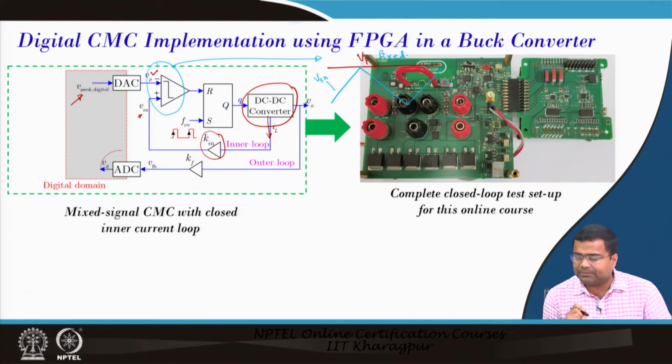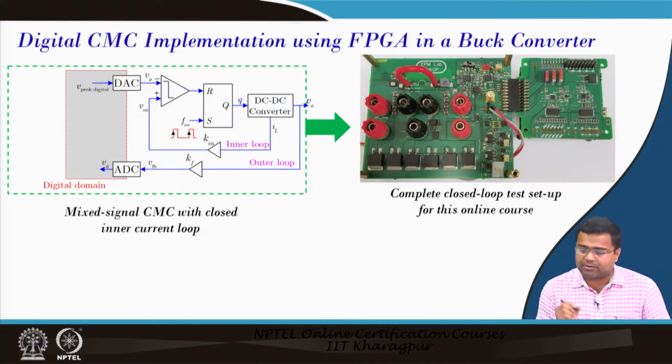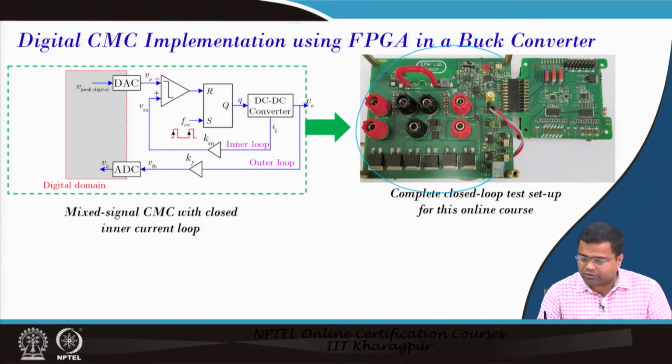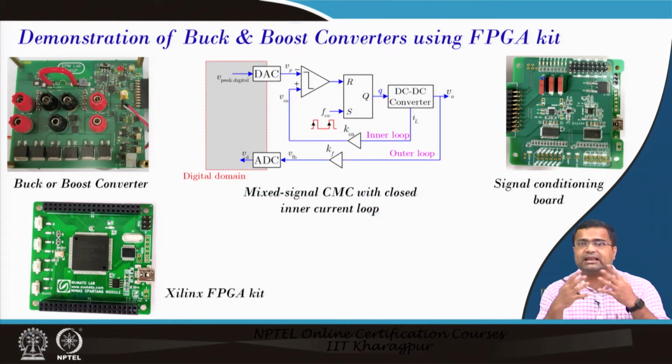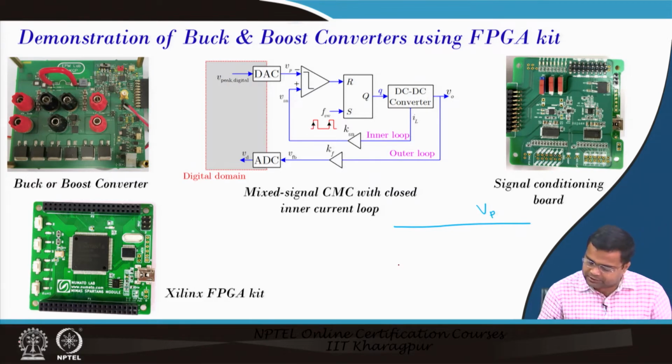Next, this is the setup, and we have discussed that this setup can be arranged for buck mode as well as boost mode. Now we are using a buck converter, and this is our signal conditioning board, and at the bottom of this will be the FPGA. So, now we are going to implement mixed signal current mode control. We are initially using a fixed current reference, that means Vp, and that is compared with our sensed inductor current like this.